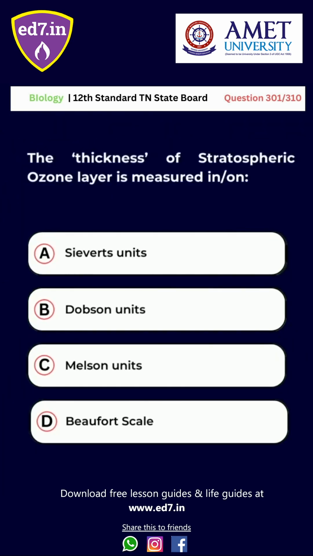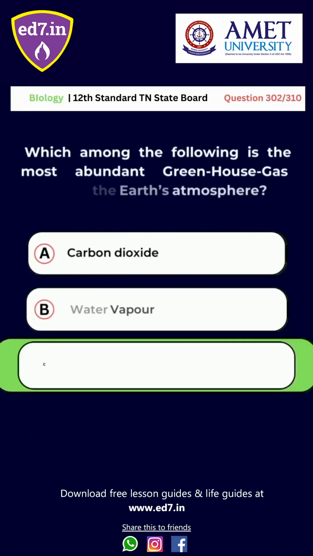Question number 301. The thickness of stratospheric ozone layer is measured in or on A. Sieverts units. B. Dobson units. C. Wilson units. D. Beaufort scale. The right answer for this question is option B, Dobson units.